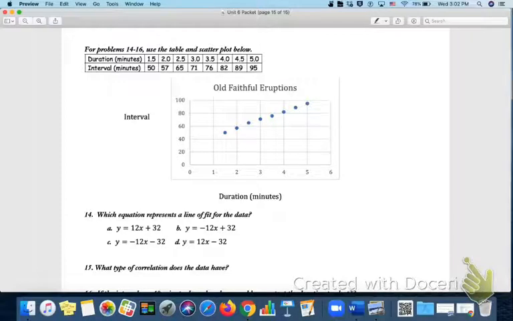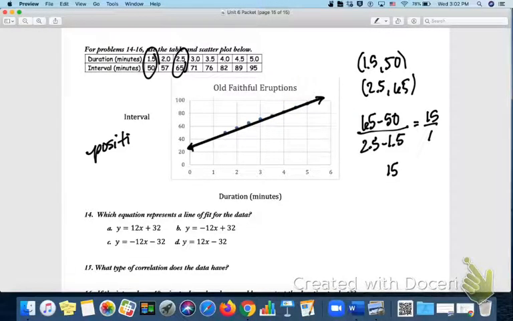And the next one, it says use the table in the scatter plot below. Which equation represents a line of best fit for the data? So you could do a few things. You could try to use the slope formula to identify what the slope would be. It's close to +15, if I use 2 points and do y2 minus y1 divided by x2 minus x1. I also think it's important for you to identify that the slope is positive.